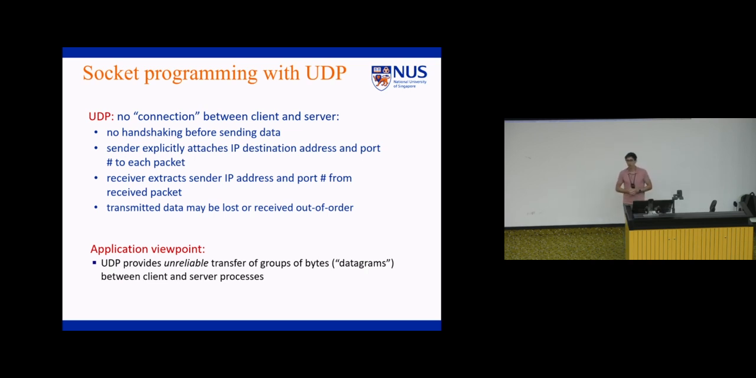And because there is no connection, each transmission is treated independently, right? The transmitted data may be lost, or it may not be received ever. Or it may be received out of order. And from the application point of view, we can say that UDP provides unreliable transfer of bytes. In other words, groups of bytes, or datagrams, between the client and server processes.